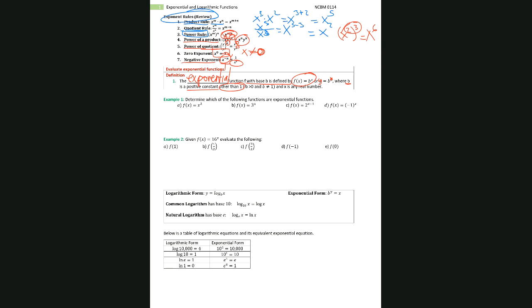Now, for example 1, we have to determine if these functions are in fact exponential functions. The very first one is not, because the independent variable is not the exponent, it's actually the base. In fact, this is a quadratic function. It's also a polynomial function of second degree, or degree 2. Now the next one does work. The independent variable is right here, the exponent, and the base, which is the 3, is greater than 0, so that's okay. So this will be exponential for sure.